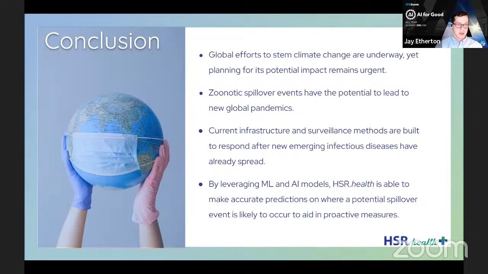This model is in development and will be able to make accurate predictions about where and when zoonotic spillover events may occur and when they are occurring.